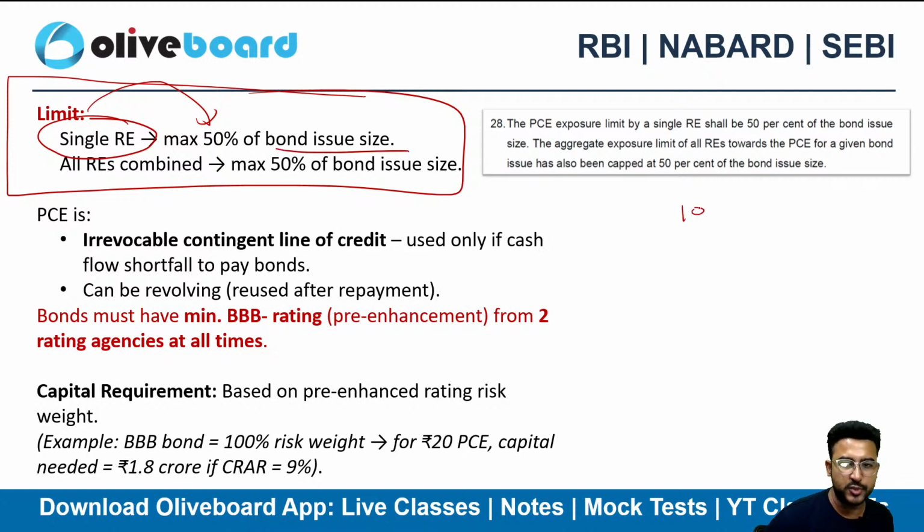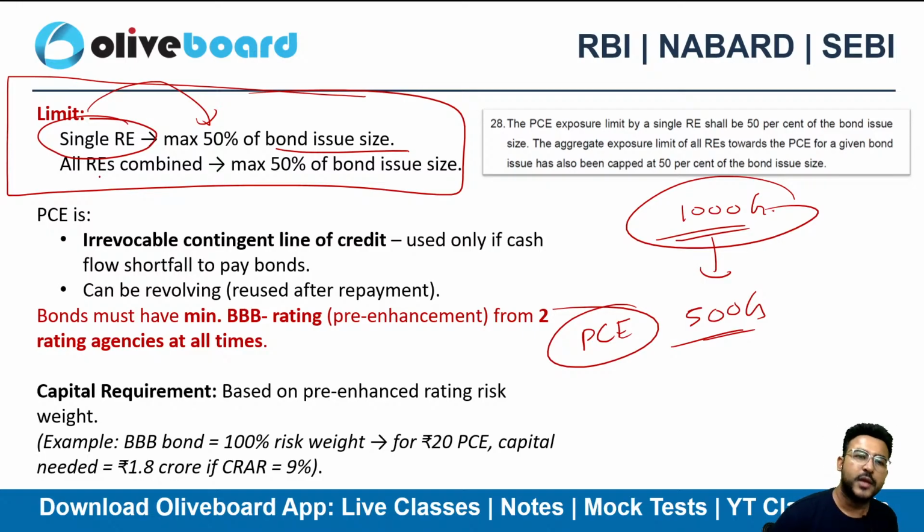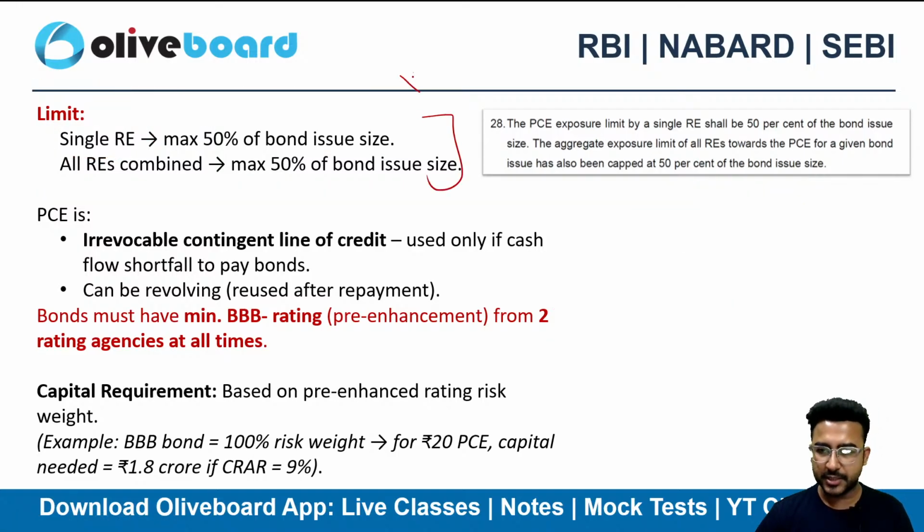Let's suppose the bond issue size is 1000 crore. Then maximum up to 500 crore, you can give as partial credit enhancement. If it's a combined RE, multiple REs coming together and giving a guarantee, still the limit will remain the same, only 50% of the bond issue size. That's it. Can be very, very important for your upcoming examination, right?